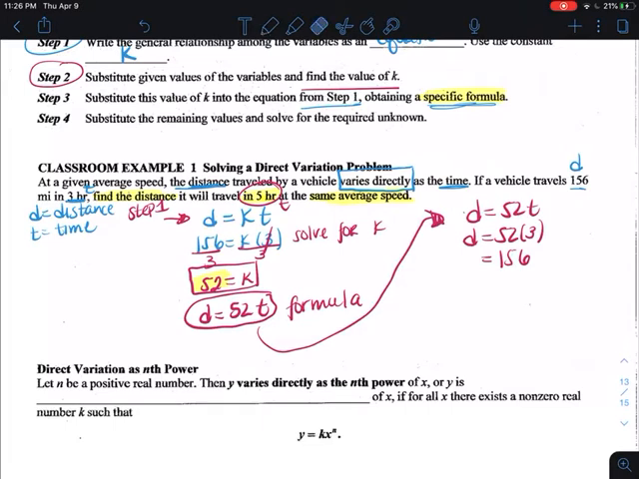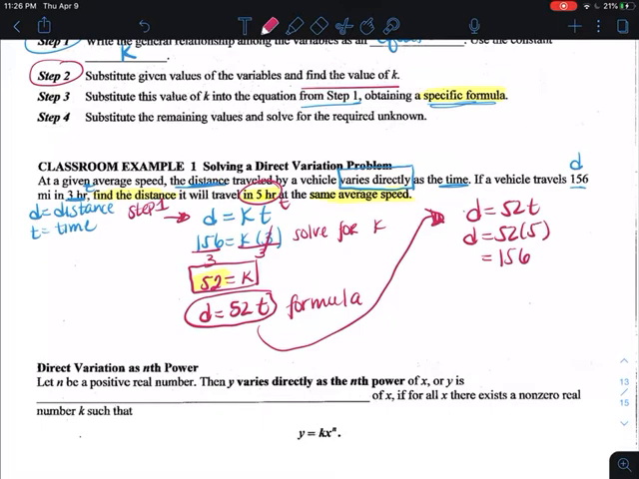All right. Oh, it says 5 hours. I put 3 back in there. So my bad, this should be a 5. No, that didn't look right. All right, so 52 times 5. So 260. This is your D value. So the time that it travels in 5 hours, 260 miles.